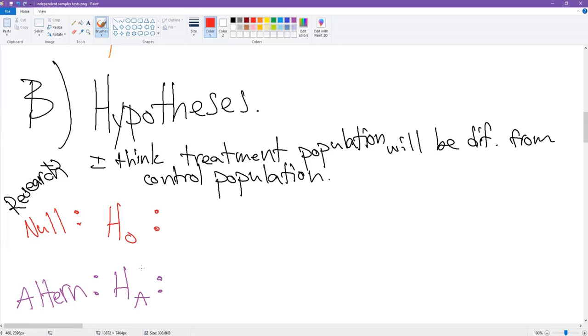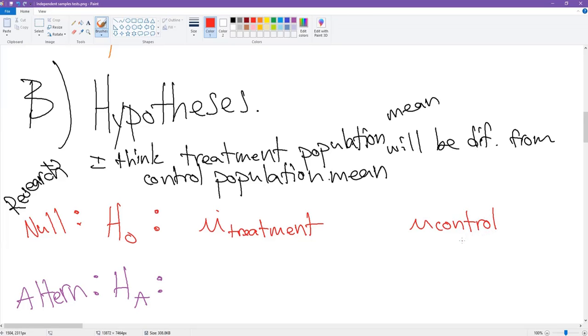A null hypothesis needs to include all of the populations that you are pitting against each other. So I need to include both my treatment and my control populations whenever I'm writing this out. So I'm going to say, okay, what am I trying to study here? Maybe I'm trying to study if the treatment population mean, specifically, will be different from the control population mean. Okay, so what do I need to do in order to specify what treatment population mean and control population mean look like? Well, in the population, we have mu, and I'm going to say that I think my treatment population and my control population in the null hypothesis are going to be the same.